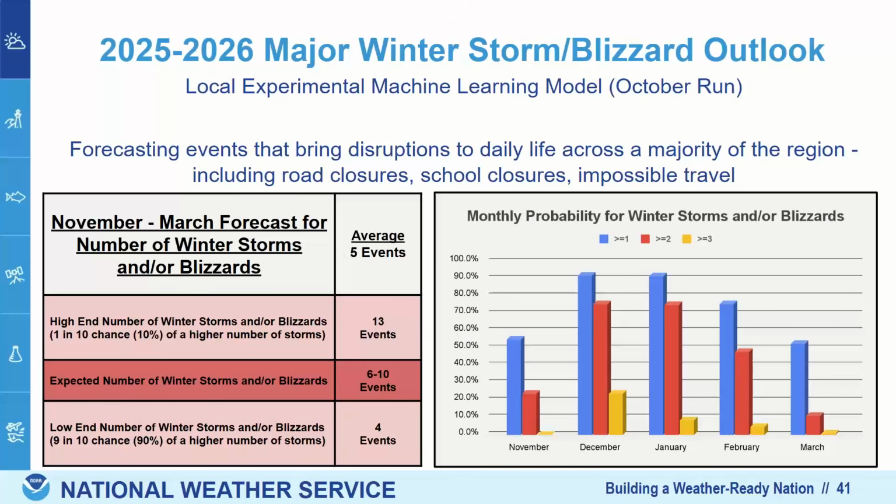And then how many storms are we looking at over the course of the season? Probably about 6 to 10. Granted, we're looking at the area as a whole, not a point. So this isn't saying Grand Forks is going to see 10 events. Grand Forks might only see 4 or 5 of them. So that's kind of how that works.